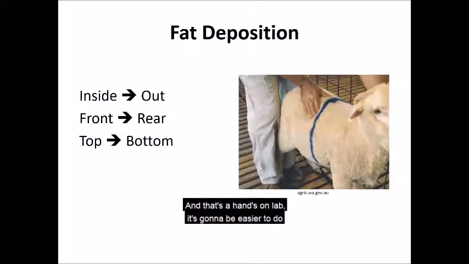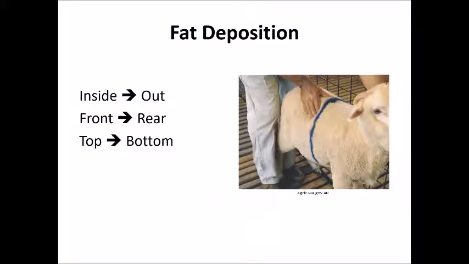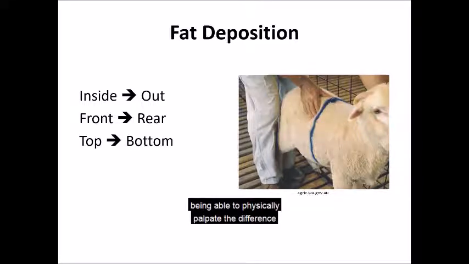And that's a hands-on lab that's going to be easier to do when we're not dealing with a pandemic, but being able to physically palpate the difference between fat and muscle gives us an indication of where that animal is in its growth curve and physiological maturity.